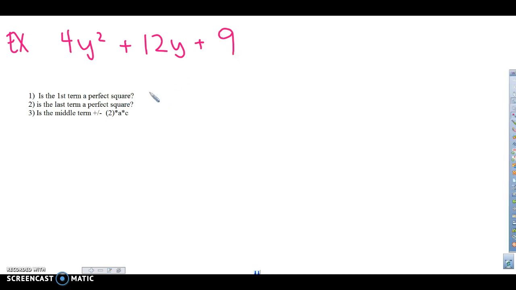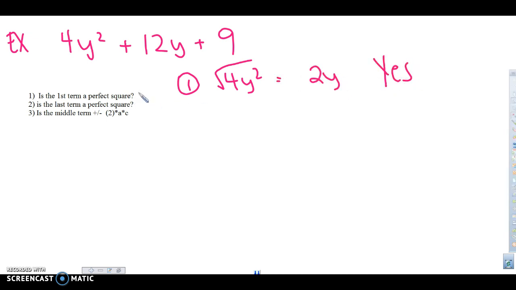Is the first term a perfect square? Well, let's see. 4y squared. If I took the square root of that, I would get 2y. So yes to number 1. It works. Number 2, is the last term a perfect square? If I take the square root of 9, I get 3. So yes, that one works.